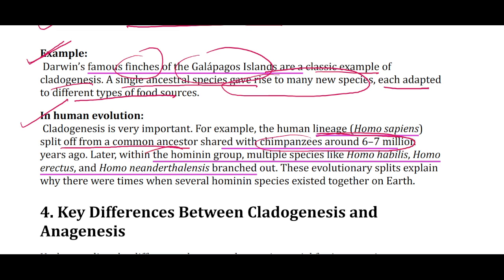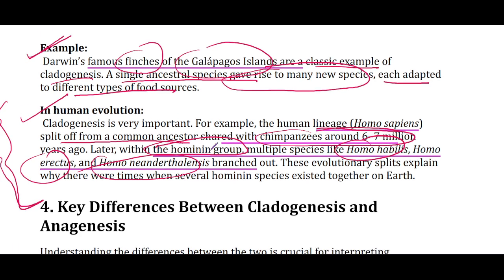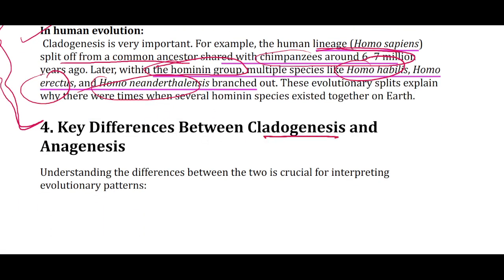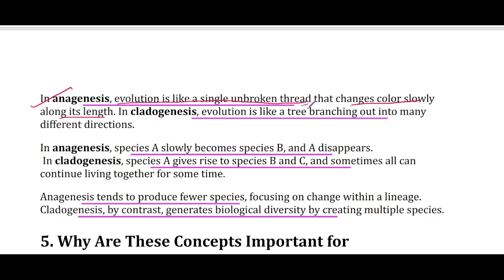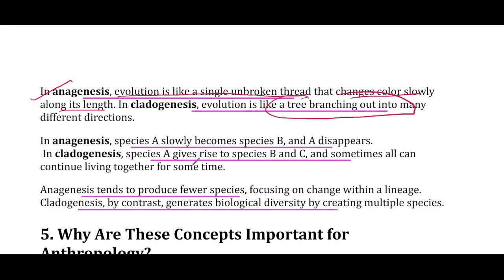Later यही group जो है it formed a hominin group. उसमें multiple species were coexisting such as Homo habilis, Homo erectus, Homo neanderthals, और उसके बाद भी डेनिसोवंस है, क्रोमैग्नन है, ग्रीवाल्डी है. सो ये एक क्लासिक एग्जांपल है क्लेडोजेनेसिस का. Now the key differences between cladogenesis and anagenesis. So in anagenesis, evolution is like a single unbroken thread that changes color slowly along its path. Whereas in cladogenesis, it's like a tree branching out in many different directions.